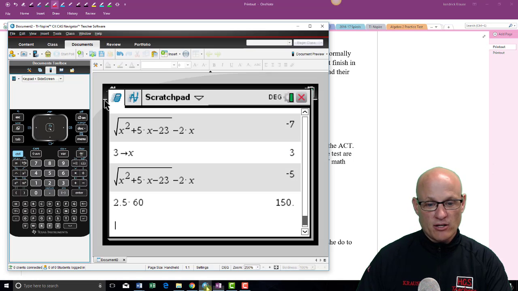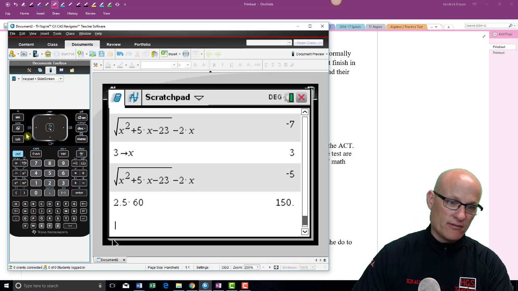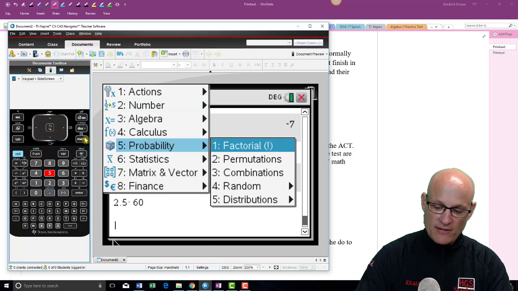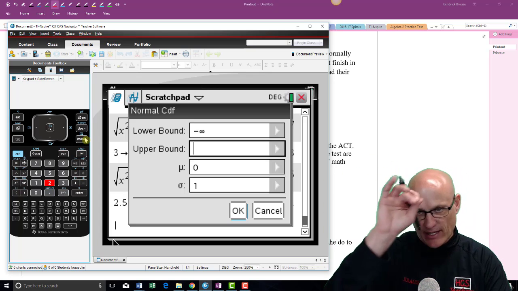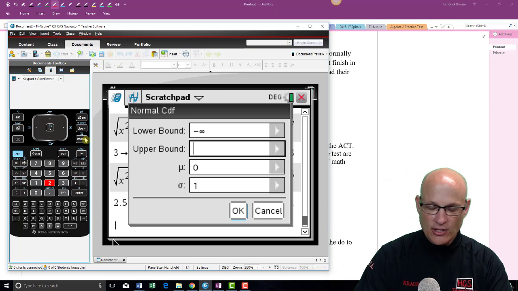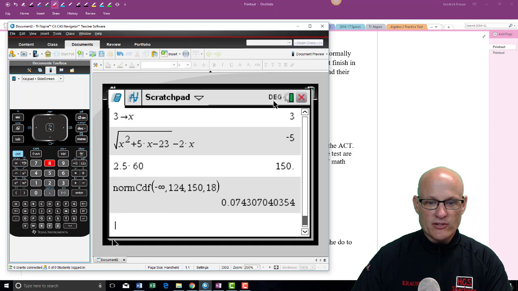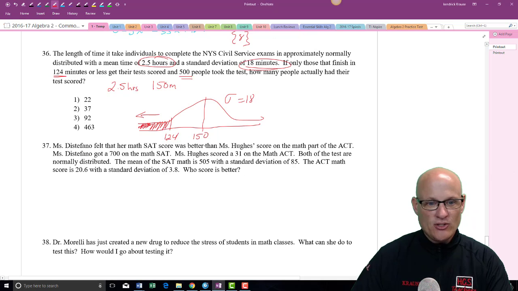So I'm going to go to my calculator, menu, 5, 5, 2. The low end is negative infinity, and you might have to put a whole bunch of negative 9s in there. No decimal point, just 124, 150, and 18. Now remember, this is going to give me my percentage. So this is equal to 0.0743, and so on and so forth.